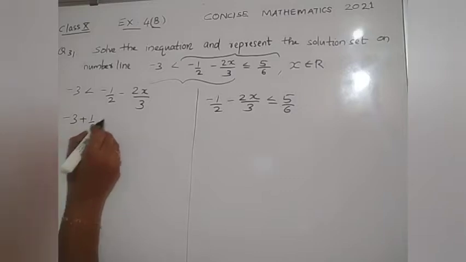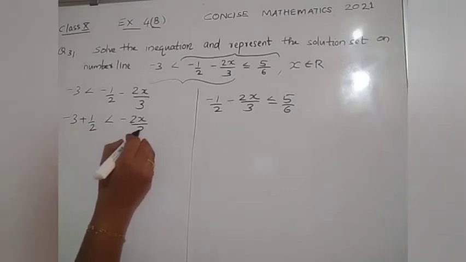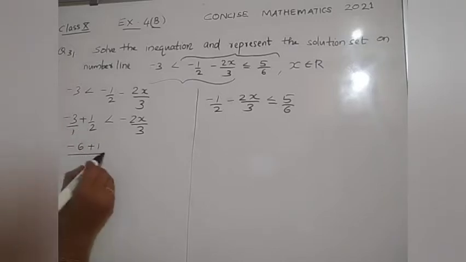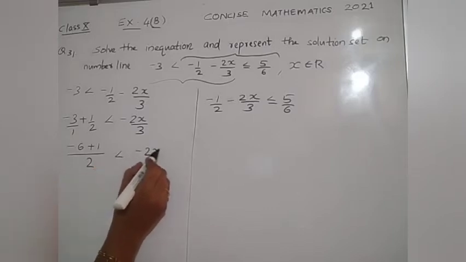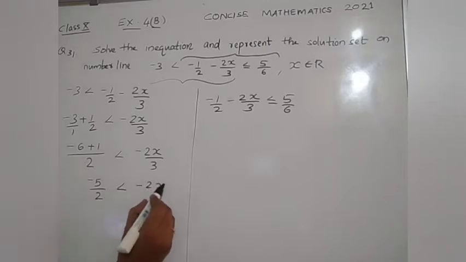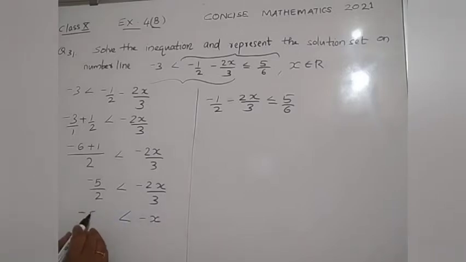Minus 3 plus half less than minus 2x by 3. Minus half on the left side becomes plus half. Then take the LCM, it's 2. So minus 6 plus 1 by 2 less than minus 2x by 3, that is minus 5 by 2 less than minus 2x by 3. Or we can write minus x on the right side, and minus 5 by 2 into 3 by 2. We multiply by 3 on the left side and divide by 2. We get minus 15 by 4 less than minus x. We need x only.